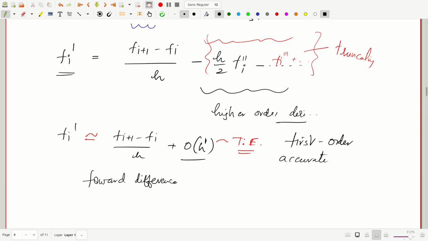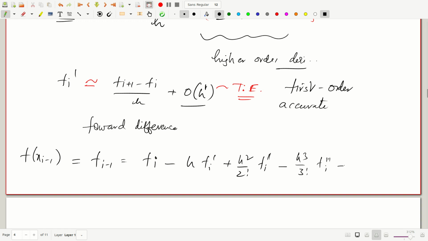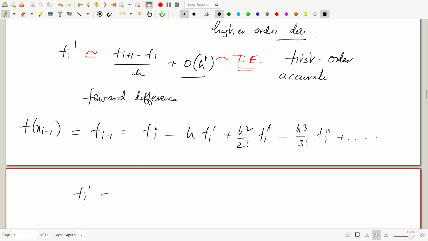Now similarly, you can also write f(x_{i-1}), as simply f_{i-1}, expressed about x_i, as f_i minus h times f prime_i plus h square by 2 factorial times f double prime_i, and then minus h cube by 3 factorial f triple prime_i, and so on. Then we can express f_i prime using these two values, that is basically (f_i minus f_{i-1}) divided by h plus order h.